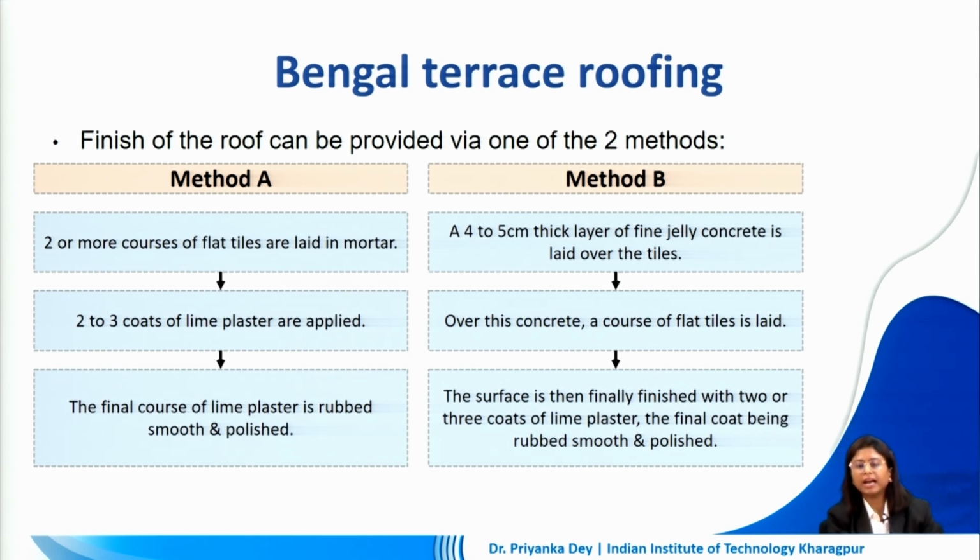Method B is we have a 4 to 5 centimeter thick layer of fine jelly cement concrete which is laid over the tiles. Over this concrete, a course of flat tile is laid. The surface is then fully finished with 2 to 3 coats of lime plaster, the fine coat being rubbed smooth and finished. So we can either have multiple layers of flat tiles, or we can go for a layer of jelly concrete on top of these tiles and finally finish it off with lime plaster on the top after laying a course of another flat tile.